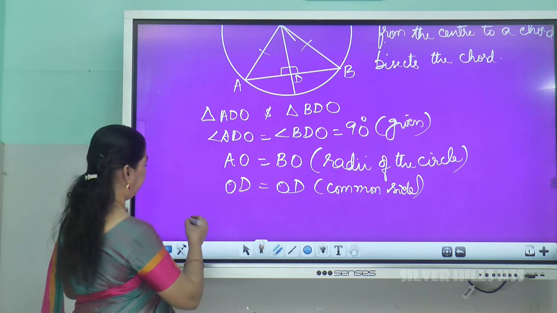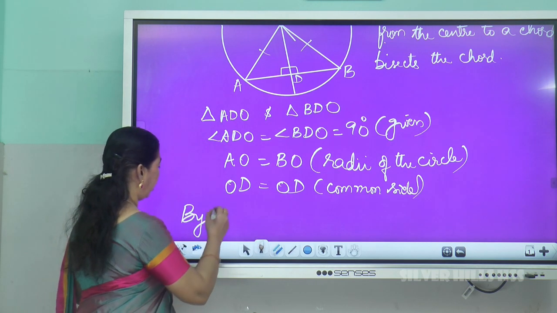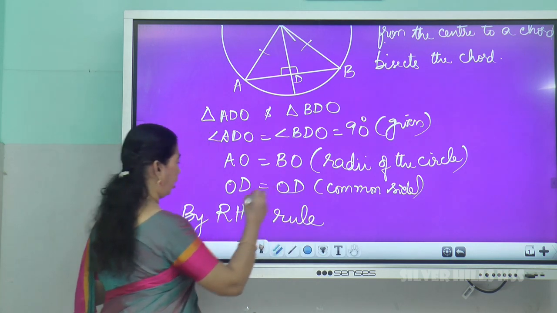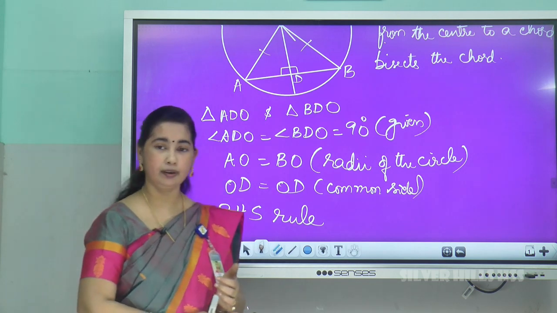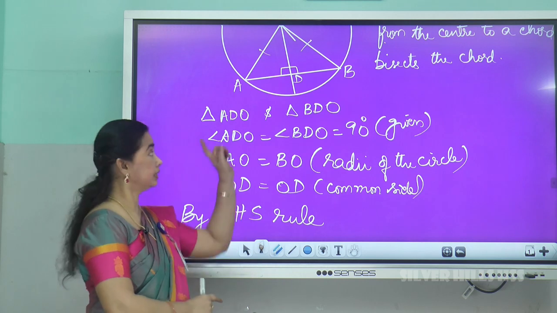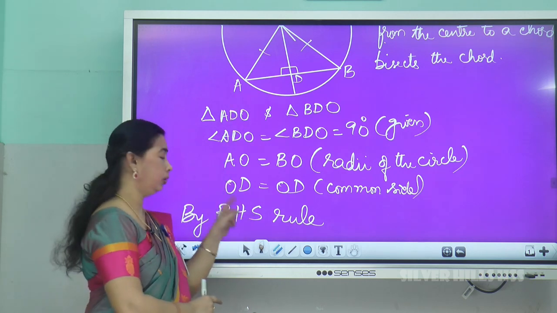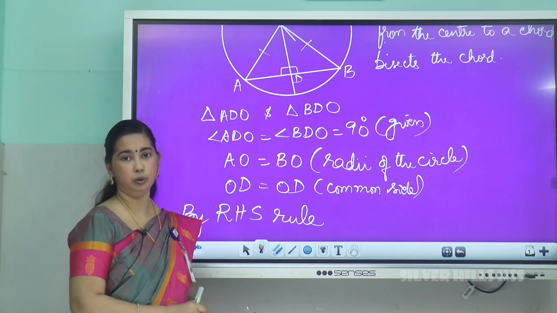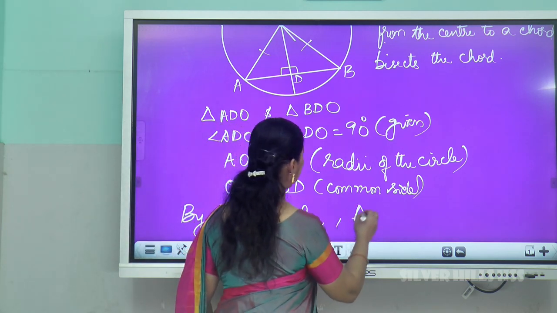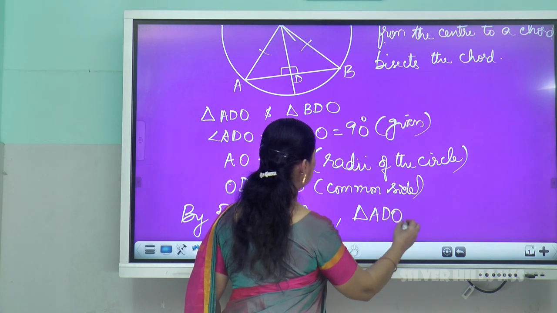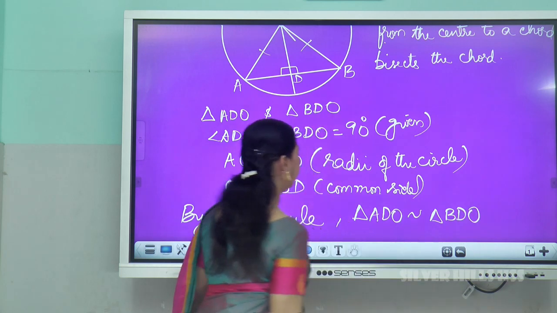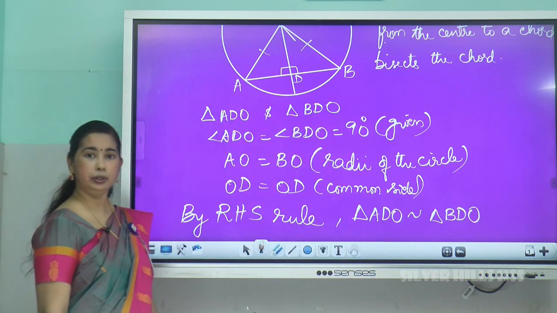So we can say that by RHS. What do you mean by RHS rule? RHS means one angle should be a right angle. R stands for right angle, H for hypotenuse, which are the same in this case, and also one side is the same in both the triangles. So by RHS rule we can say that triangle ADO is congruent to triangle BDO. Both the triangles are congruent.